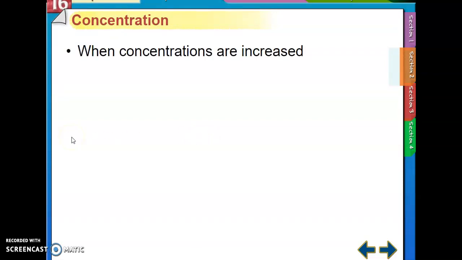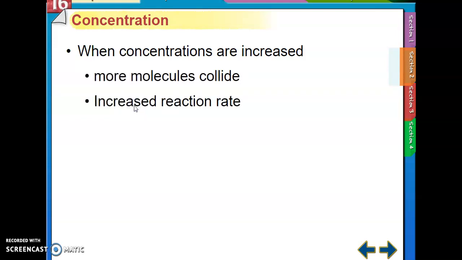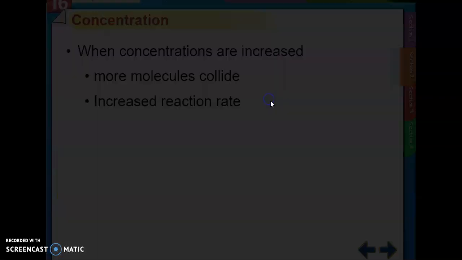There are a couple of things that will affect our reaction rates. One is concentration. When the concentration of the reactants is increased, it causes more molecules to collide, and therefore it increases our reaction rate. So if you want the reaction to occur faster, you could increase the concentrations of reactants.